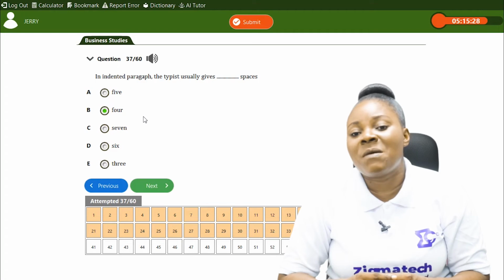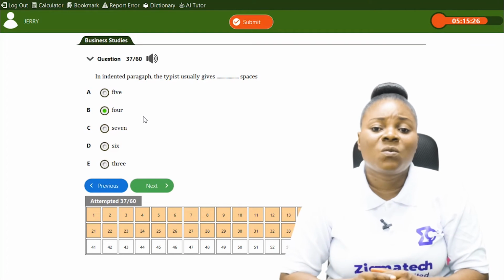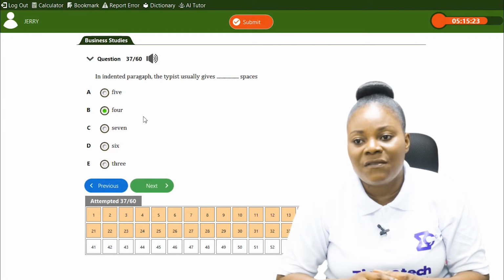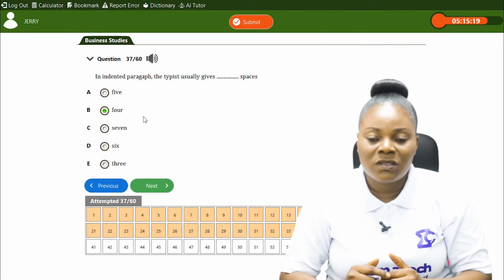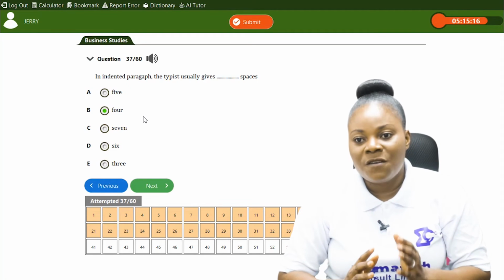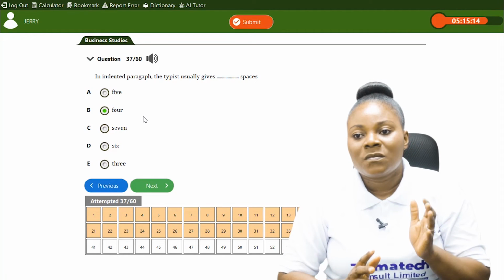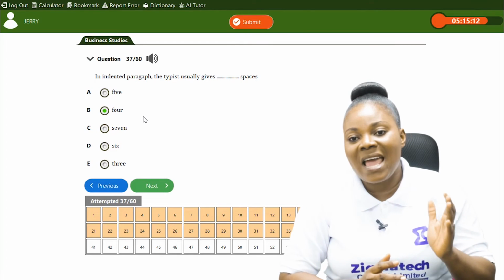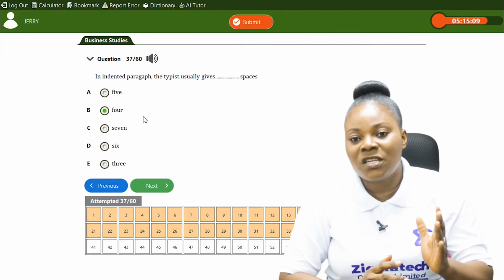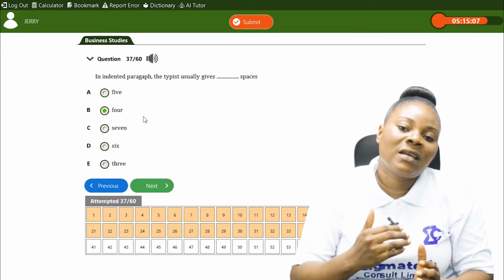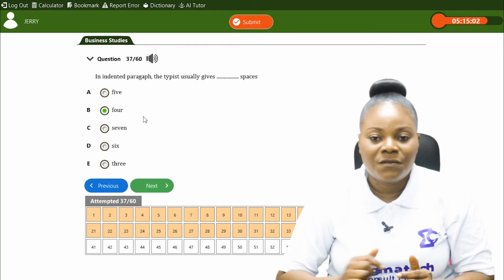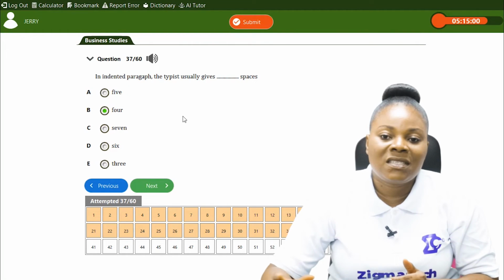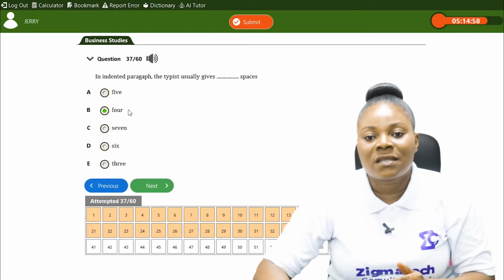Then we have the third type of paragraph, which is the hanging paragraph. This one is the opposite of the indented paragraph, in which your first line is blocked. Every other line that follows is indented. Your first line is blocked; it starts from the edge of your line or margin, while the other lines are indented. That means they have spaces in front before you start writing or typing your text. So these are the 3 types of paragraph.